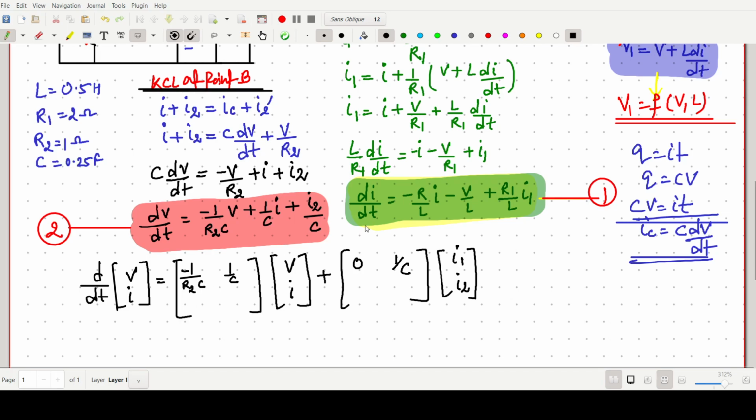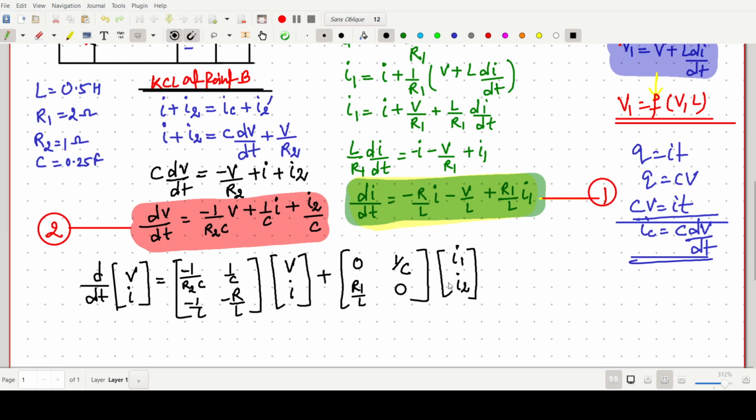Now di by dt. So first we have to write the v term. So it should be minus 1 by L. Okay, this term will become first. Then the I term. So it should be minus R by L. Then after, in this one, I1 will be R1 by L. So we have to write this as R1 by L, and it should be 0. So we have written the state equation. Just arrange these terms and put them there.